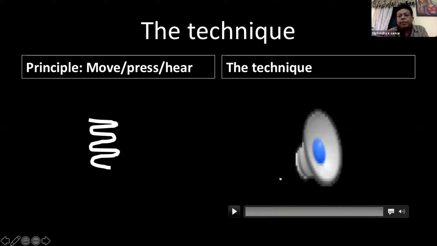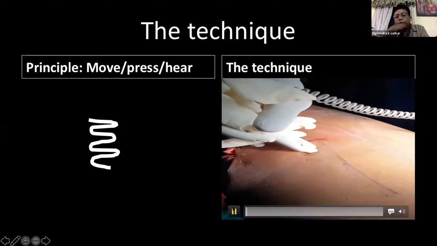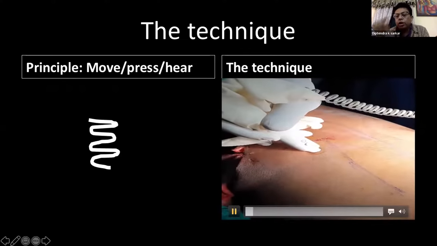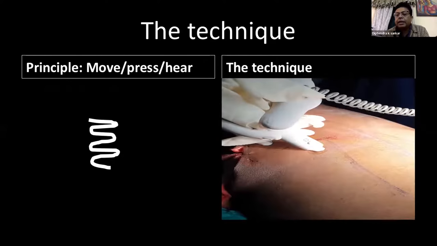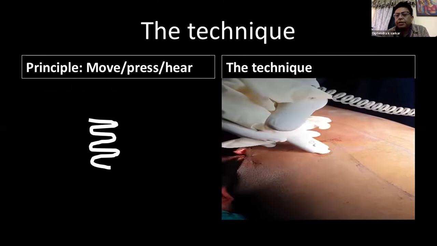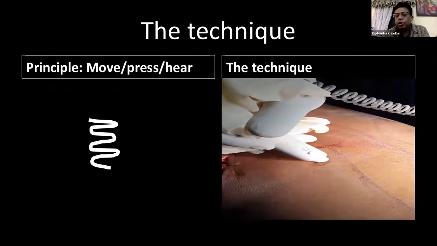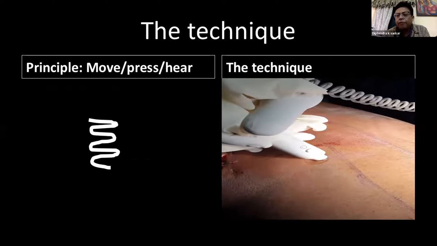Now, it is very important that you know the anatomy of, by virtue of this. Now, look at how the Doppler can exactly locate the perforators. This is the technique. It has to be shaped at 45 degrees.